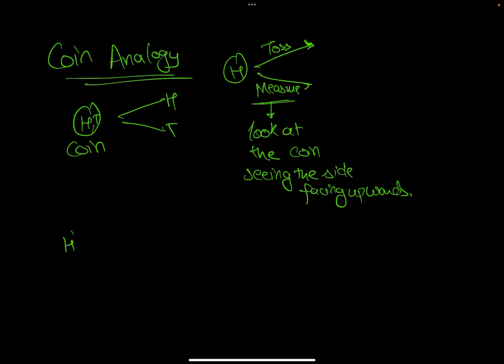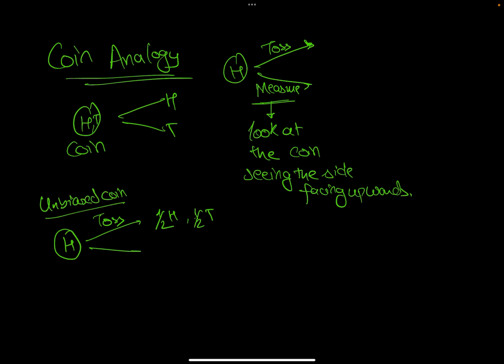Suppose I have a coin which is facing heads upwards, and I toss that coin. Then the state of that coin would be heads with half probability and tails with half probability, assuming it's an unbiased coin. That's basic probability from 10th grade. Now if I toss the coin again, it will again be half probability heads, half probability tails. That's the state of the coin.